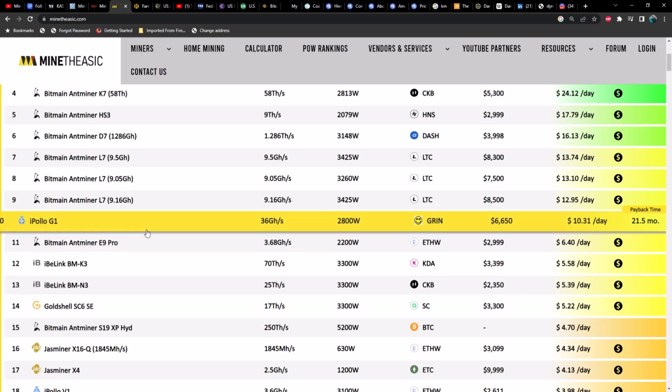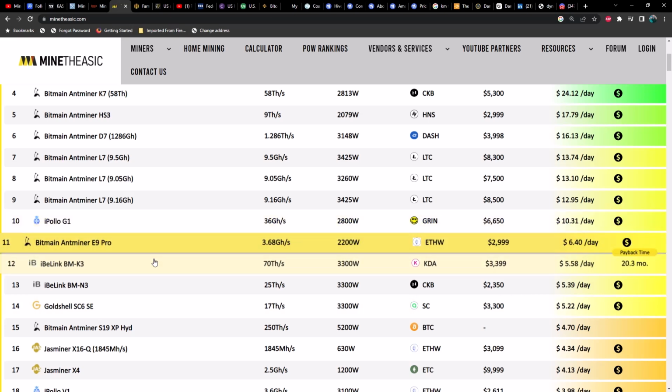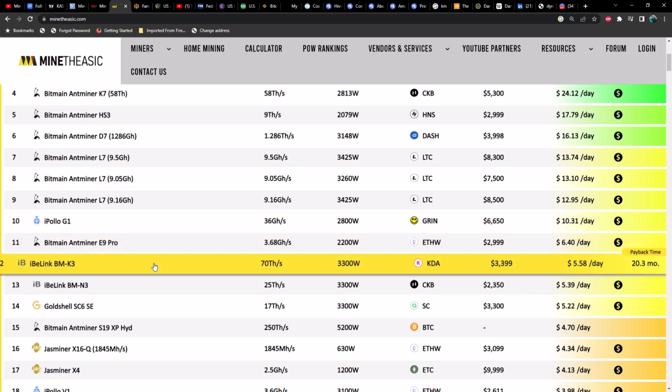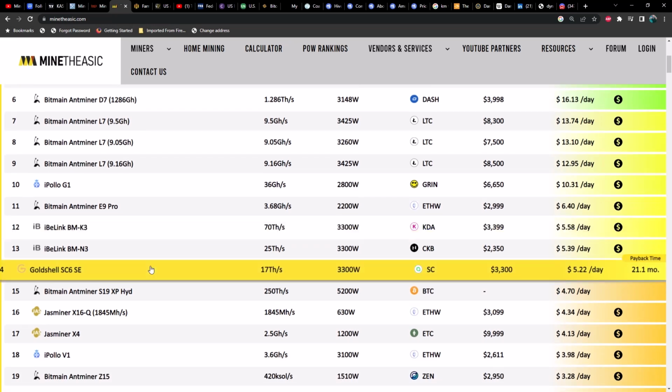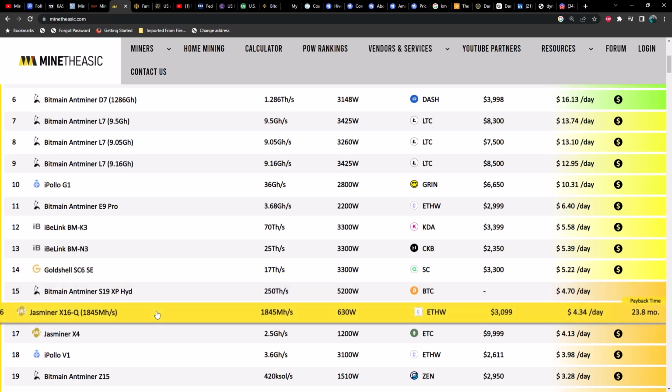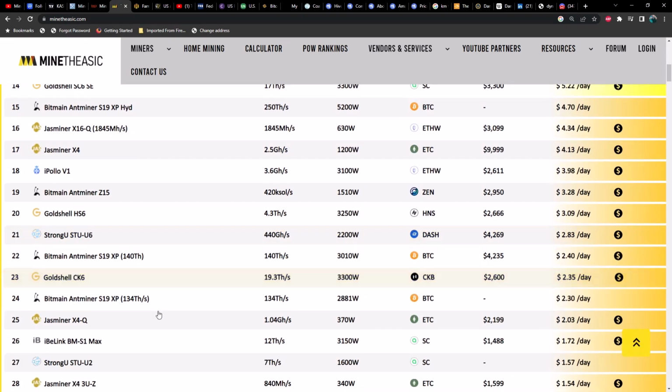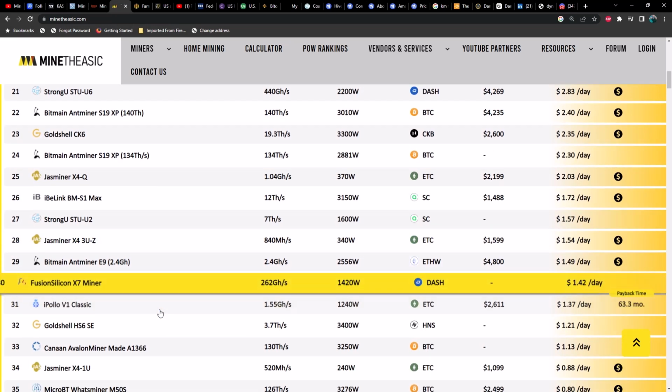We got the iPolo G1 at $10.31, the BMK3 at $5.58, Gold Shell SC6 currently sitting at $5.22. And the Jazzminer X16 sitting at $4.34. And I'll scroll down a little way so that you guys can see the rest.